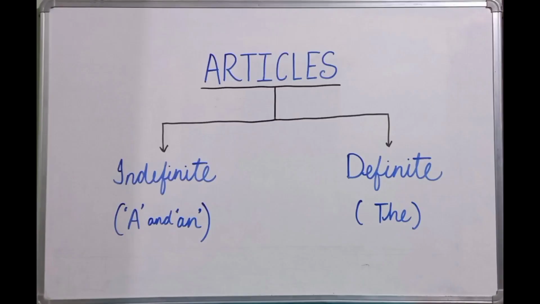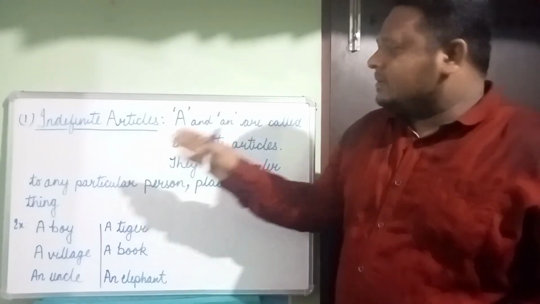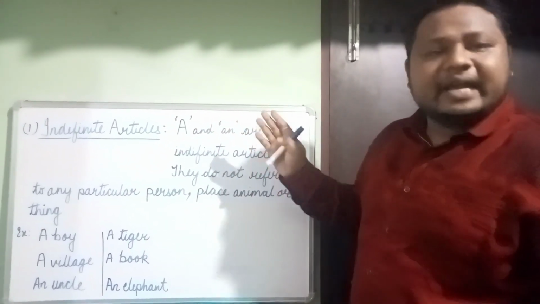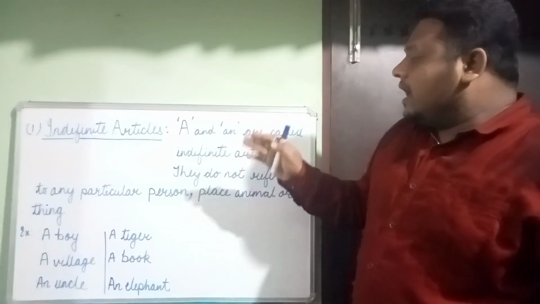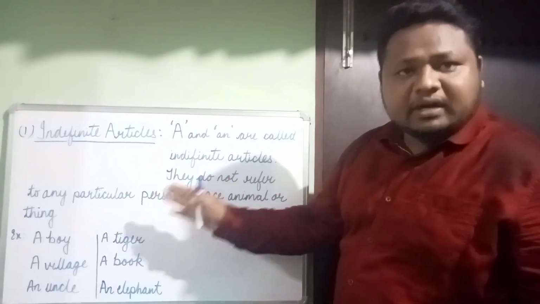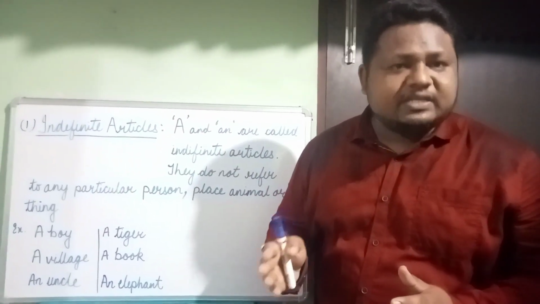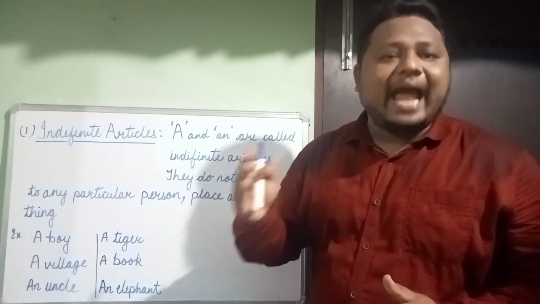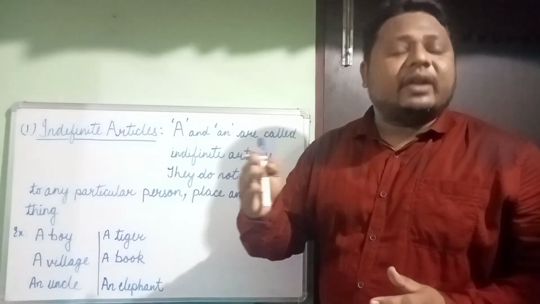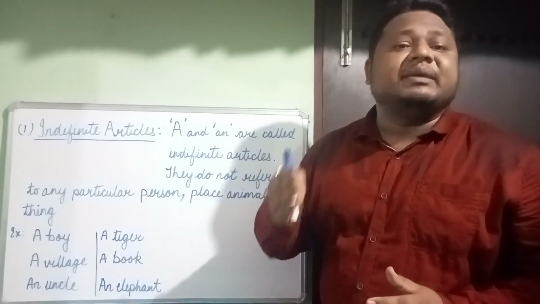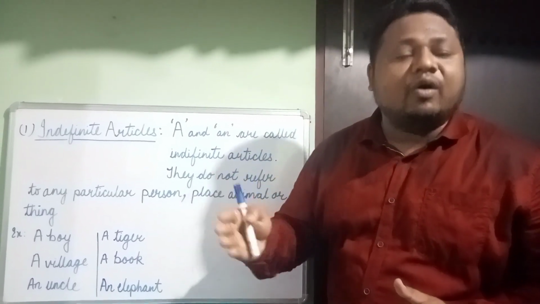There are two types of articles, indefinite articles and definite articles. A and an are called indefinite articles, and the is called definite article. Indefinite articles. A and an are called indefinite articles. They do not refer to any particular person, place, animal, or thing. So when we say indefinite articles, we mean a or an. Alright, and a or an, they do not point out any particular person, place, animal, or thing.